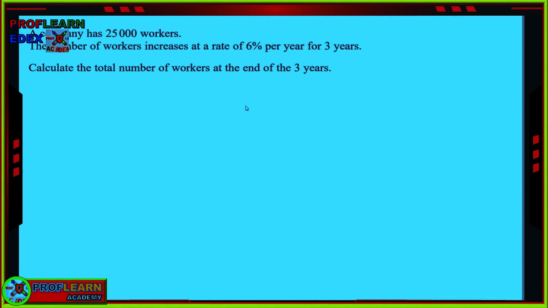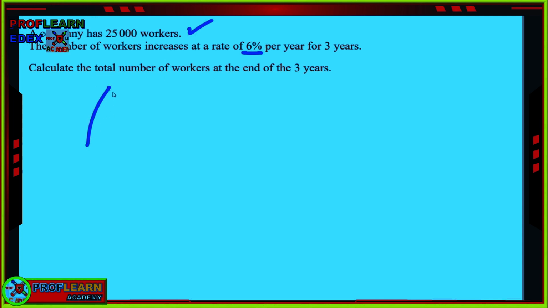Okay, so this is another area which is quite common as far as GCSE paper 3 is concerned. We're told a company has 25,000 workers. The number of workers increases at the rate of 6% per year for 3 years. We're supposed to calculate the total number of workers.